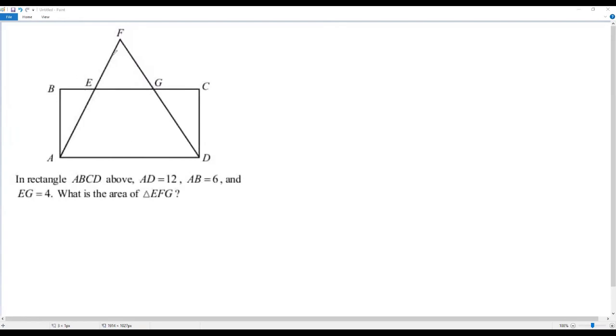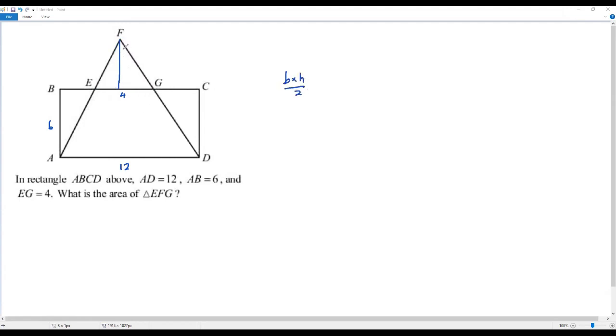Okay, here in the given figure, we have to find the area of the triangle EFG. We have the length of AD, that is 12, and the length of this line segment AB, that is 6, and also the length of this line segment EG, that is 4. Our aim is to get the area of this triangle EFG. For this triangle, we can consider the side EG as the base. Then we have to get the height of the triangle EFG. Once we get the height, we can use the formula base times height divided by 2 to get the area of this triangle.